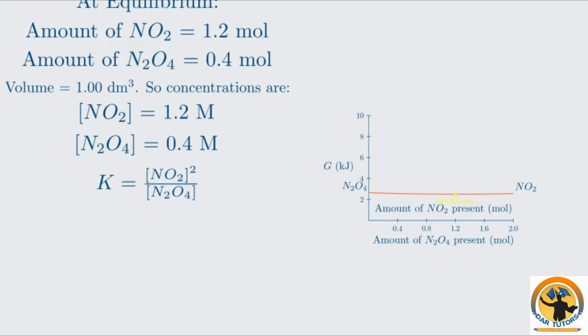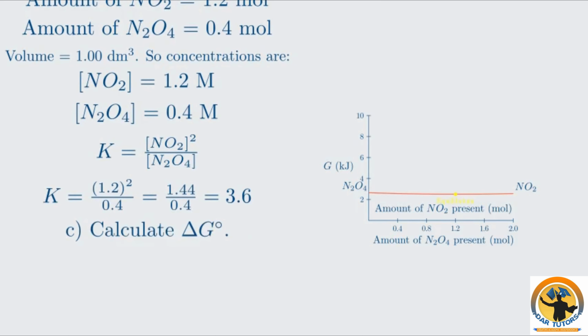The equilibrium expression is K equals NO2 concentration squared over N2O4 concentration. Plugging in our values gives 1.2 squared divided by 0.4, which calculates to an equilibrium constant K of 3.6.